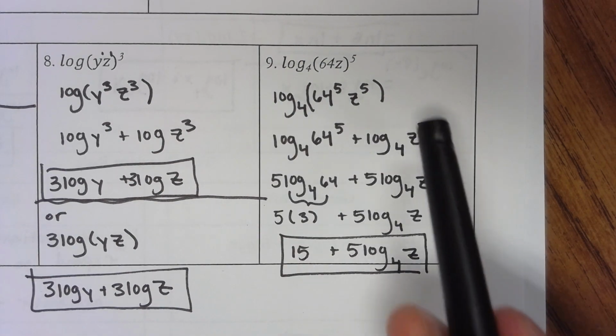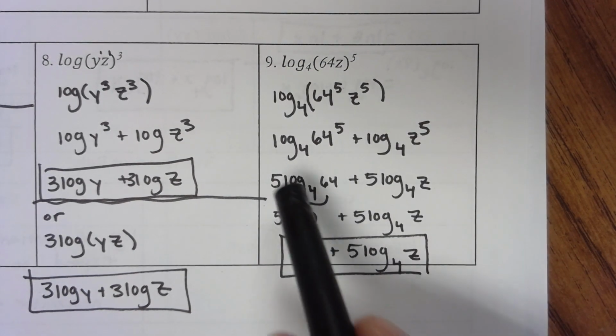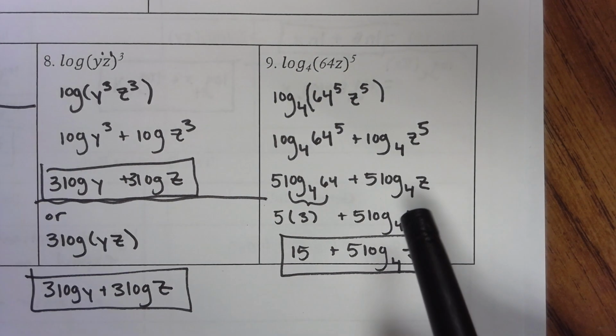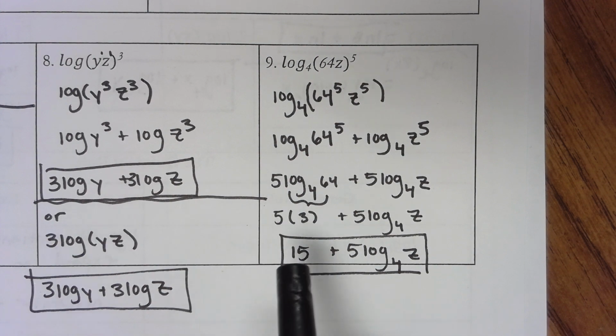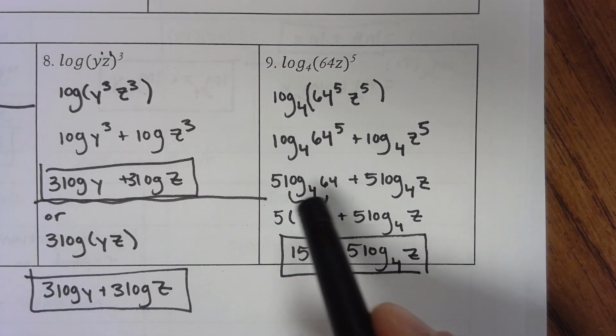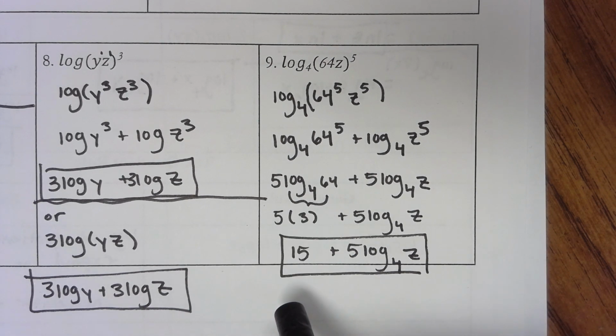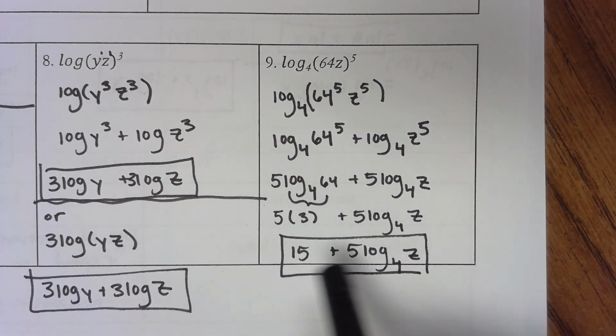Then each exponent can become the coefficient, making this 5 log base 4 of 64 plus 5 log base 4 of z. Even better way to read this would be 5 times the log base 4 of 64. And the reason why I'm saying that's better is because log base 4 of 64 does evaluate, right? 4 to the power of what is 64? 4 to the power of 3. So this is really 5 times 3, which is 15. So the correct simplified expanded out log here is 15 plus 5 log base 4 of z.